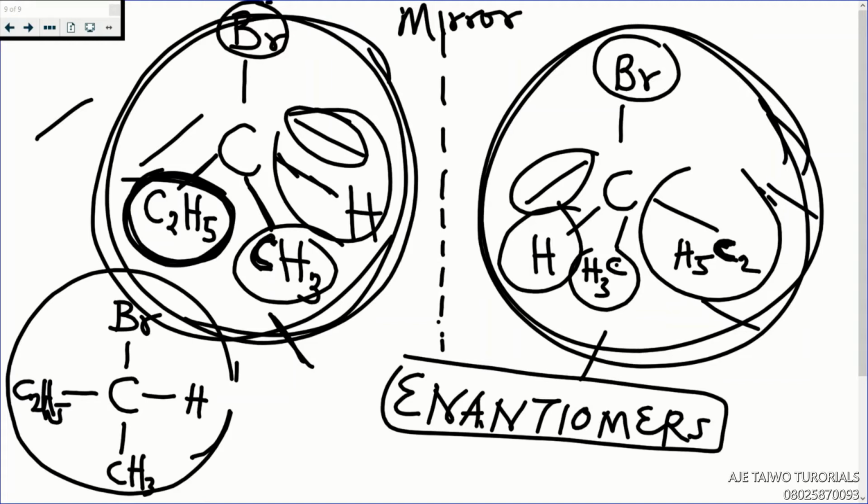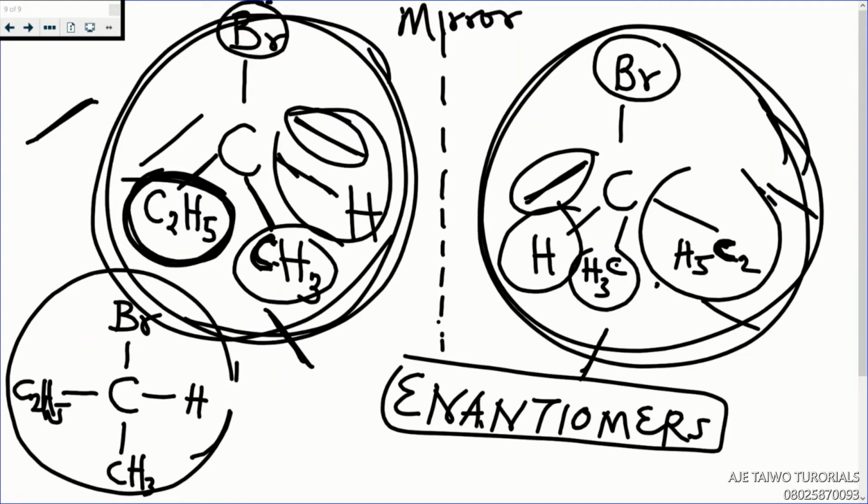Molecules which are non-superimposable mirror images of each other are called what? Enantiomers. Enantio means opposite. They are opposite of each other. You can see all their bonds are reversed. All the bonds are already opposite of each other.